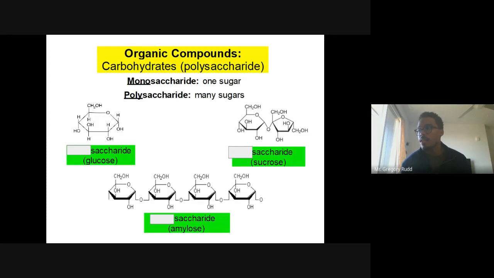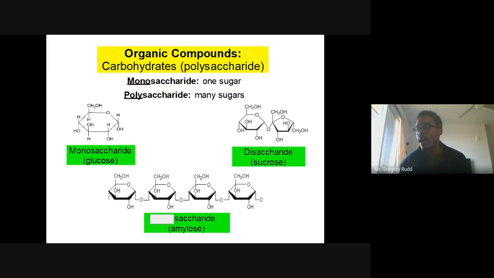Over here, I've got 2 carbon rings that are linked together. What do you all think that's called? What's my prefix for 2? Ah, good, Carolyn. That's a disaccharide. Di is a prefix meaning 2.